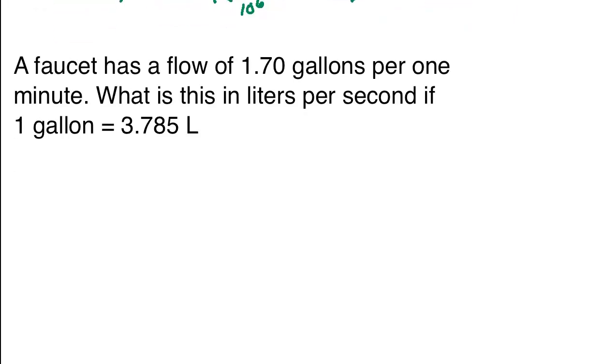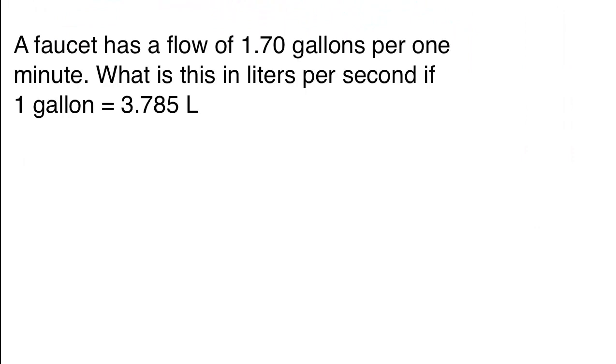Now let's take a look at this next one. A faucet has a flow of 1.70 gallons per 1 minute. So it's gallons per minute is the rate on this. What is this in liters per second if 1 gallon is equal to 3.785 liters? So that's the conversion or the equality that we have. And we do have a starting point, and that starting point is the 1.70 gallons per 1 minute.